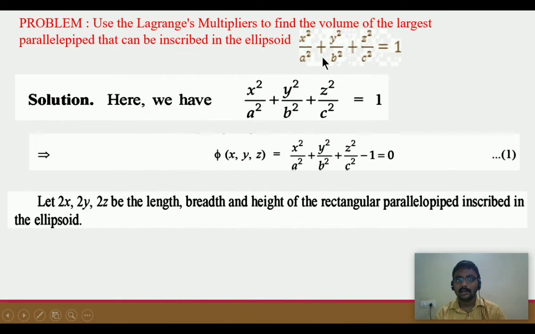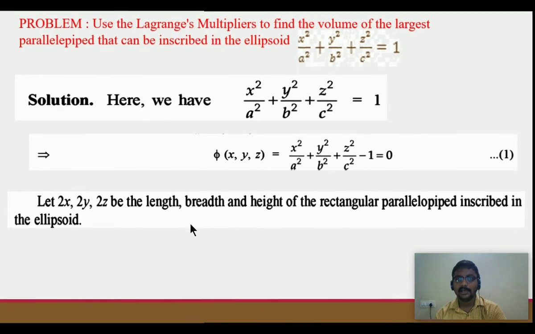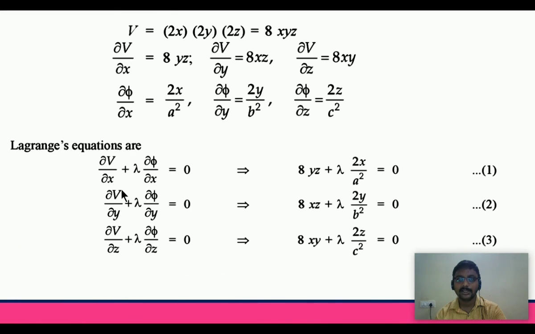So the given ellipsoid is given, that is phi. The function is obtained by taking the volume of the largest parallelepiped. Here 2x, 2y, 2z are the length, breadth and height of the parallelepiped. The volume is 8xyz, that is f. So we have to write the Lagrange's function, which is differentiated partially with respect to x, y, z respectively.